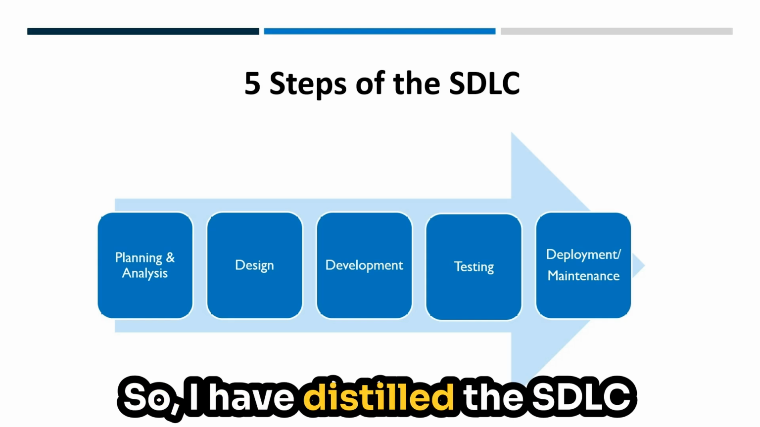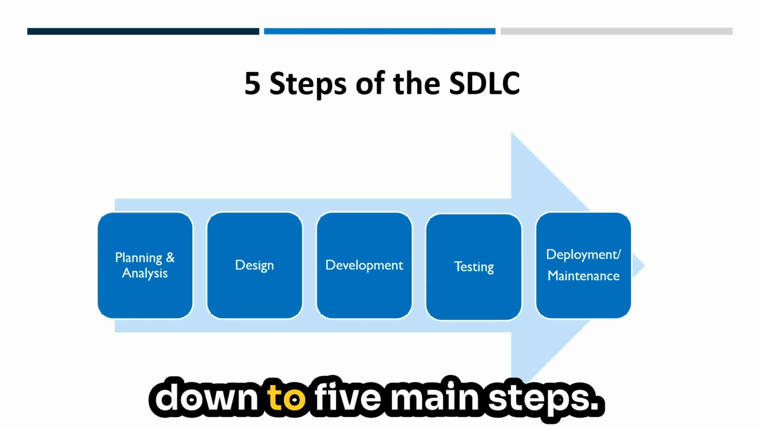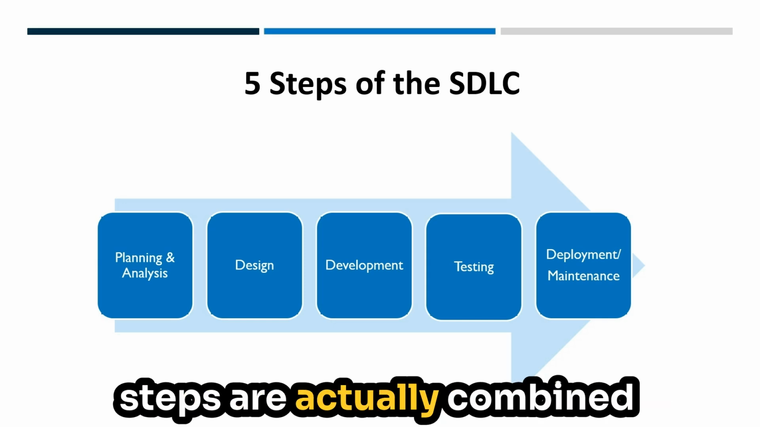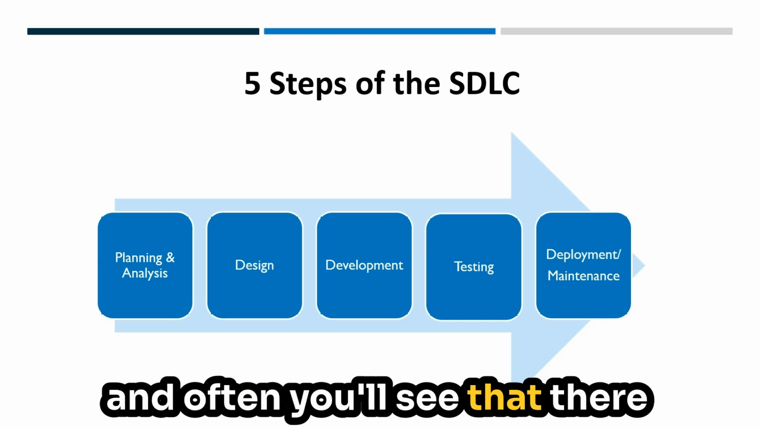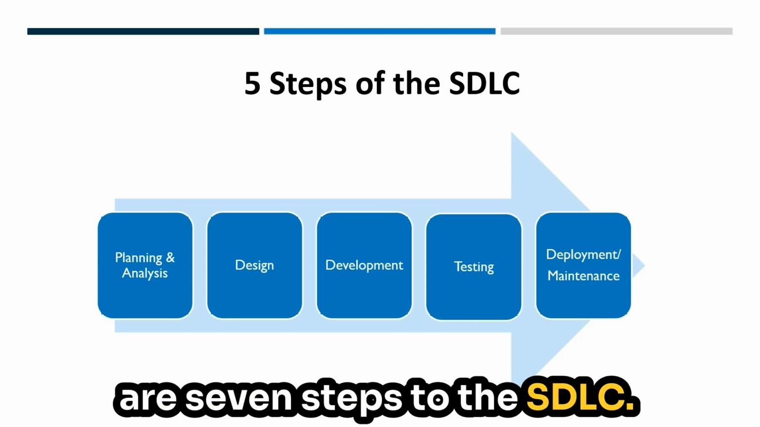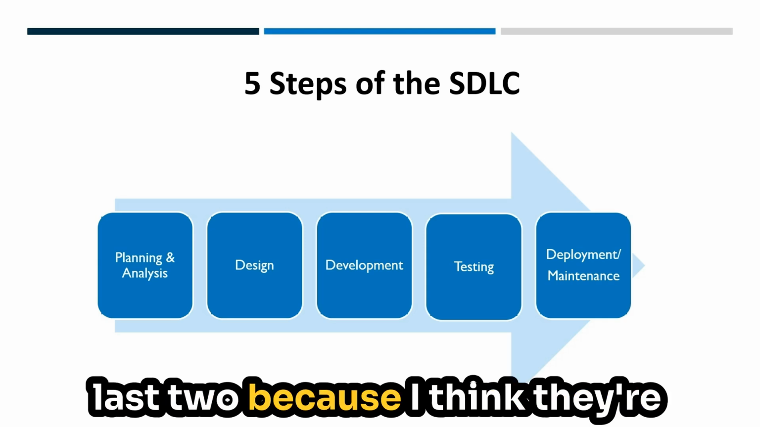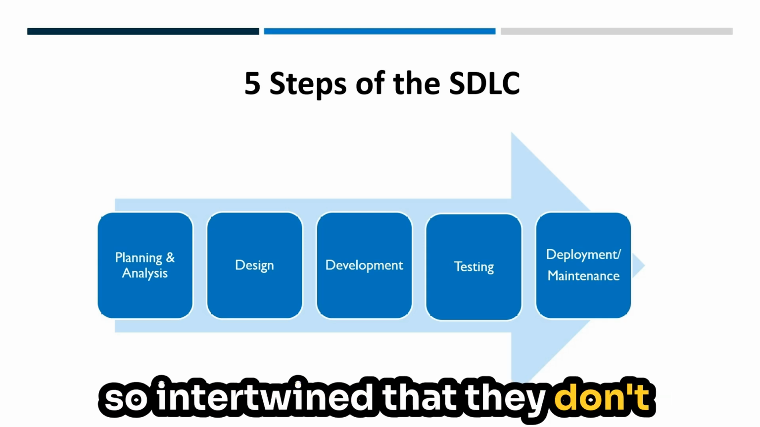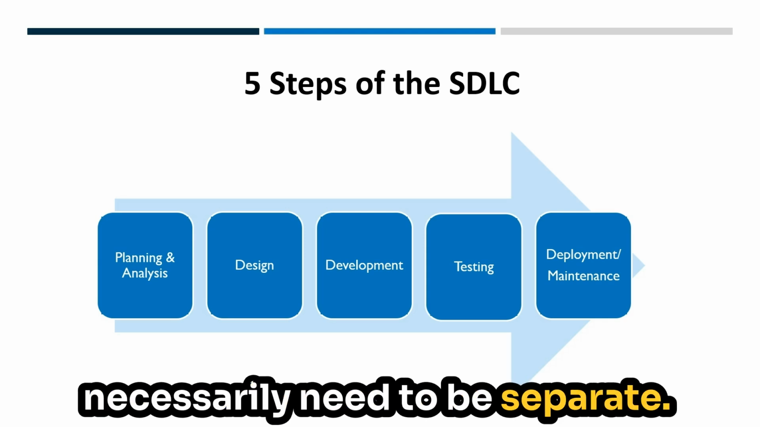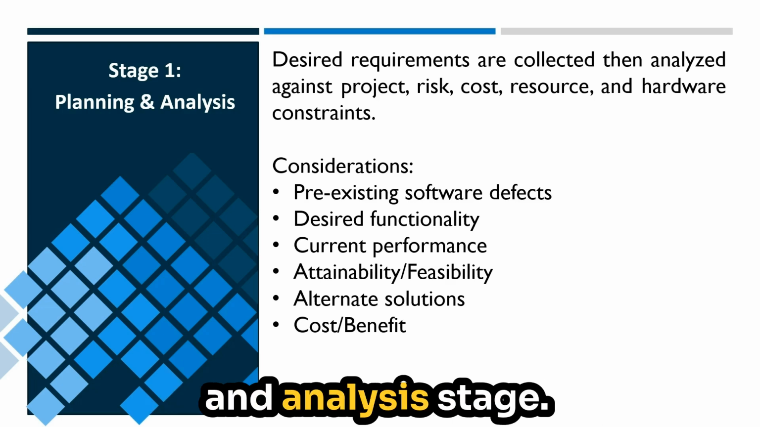So I have distilled the SDLC down to 5 main steps. You'll notice that some of these steps are actually combined, and often you'll see that there are 7 steps to the SDLC. I've combined the first 2 and the last 2 because I think they're so intertwined that they don't necessarily need to be separate. Stage 1 is the planning and analysis stage.